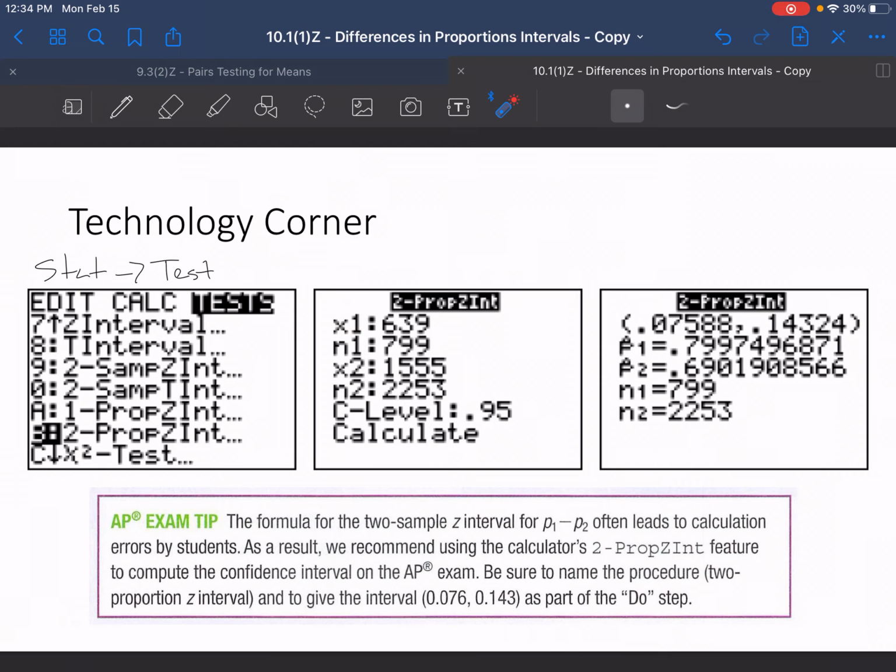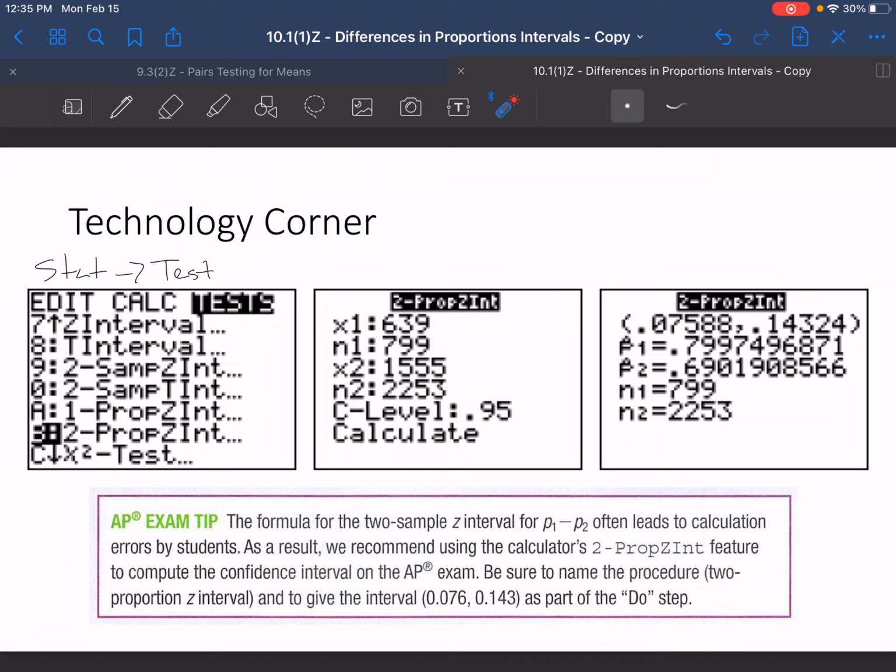So these are the proportions. This is the proportion of teens who use social media. This is the total number that was in the sample of teens who they actually sampled. This was the proportion of adults who use social media, and this was the total number of adults sampled right there. And then for our confidence level, we're just putting in the 95%. We're not accounting for the tail in the confidence level for the 2 prop z-int function on our calculator. After that, we hit calculate, and we should see our confidence interval pop up right there.